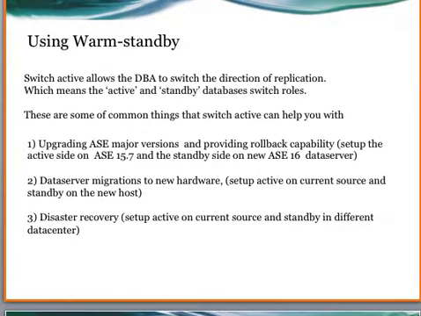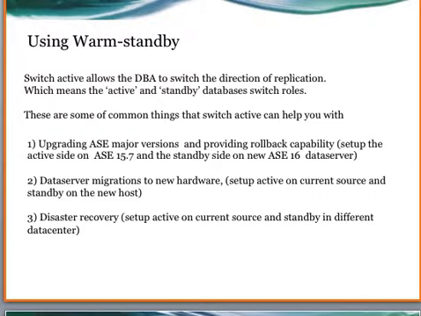So how can warm standby help us? Going back to warm standby and switch active, this allows the DB to switch the direction of replication, which means the active and standby databases switch roles and the replication flow is reversed. This functionality is fully supported with a single native command and described in replication server documentation. Warm standby and switch active can be set up and used to help us with things like upgrades, migrations, and disaster recovery.